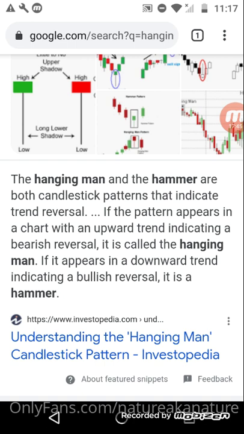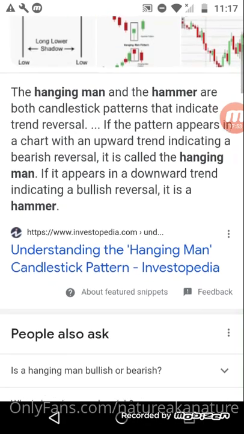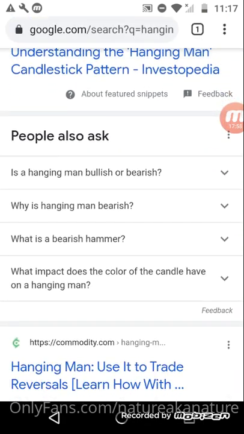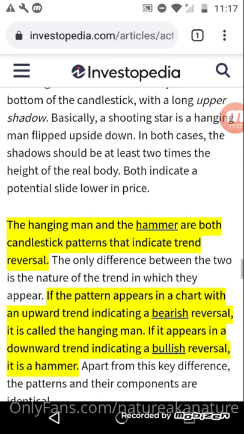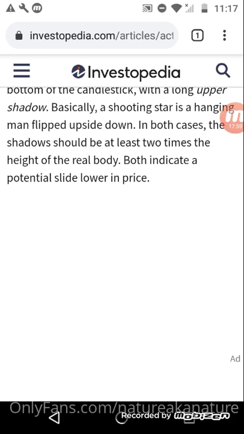Let's understand what a hanging man candlestick pattern is, because I forgot. Hammer and hanging man look identical. They're actually the same shape, just like the inverted hammer and shooting star. They have slightly different meanings because a hammer is formed in a downtrend, and a hanging man is formed in an uptrend. So let's dive in a little more, okay? Now you know the difference between a hammer and a hanging man.